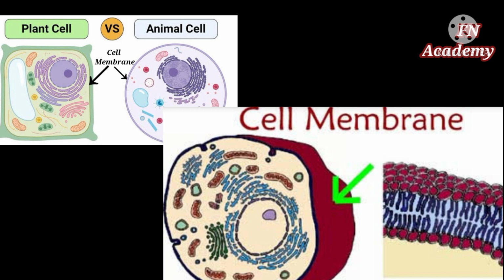So let's start studying the components one by one in detail. Let's start with the first one, that is the cell membrane. Now did you see the outer covering which is holding all the contents together in both types of cells, in plant cells and in animal cells? Yes, this lining of covering that helps to compartmentalize the cell is called its cell membrane.